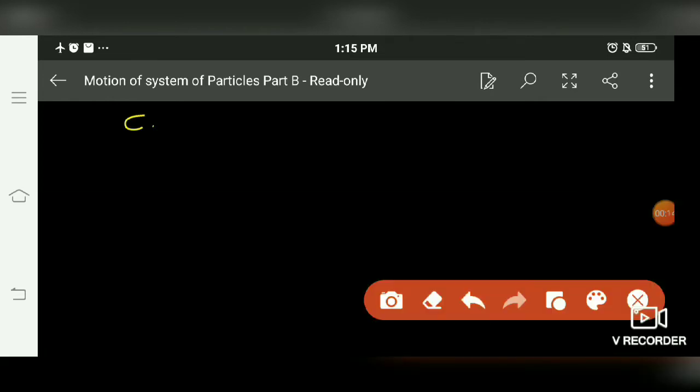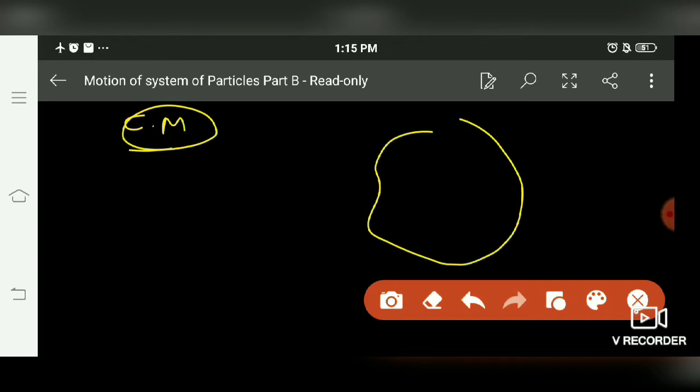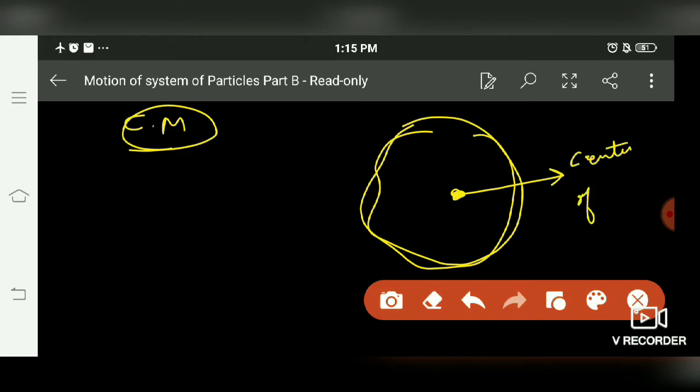Center of mass is that point on the body where the whole mass of the body is considered to be concentrated. If this is a body, there is a particular point in the body where we consider that the whole mass of the body is acting on this point. That point is called center of mass.